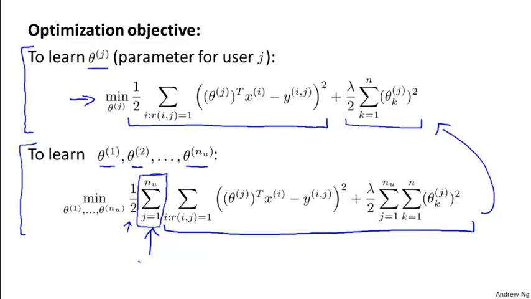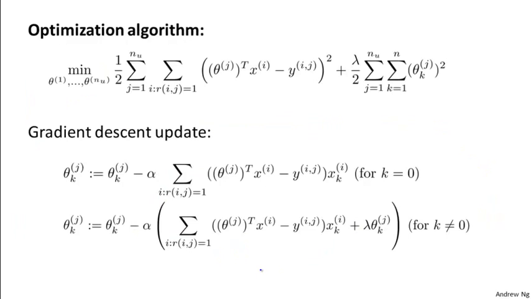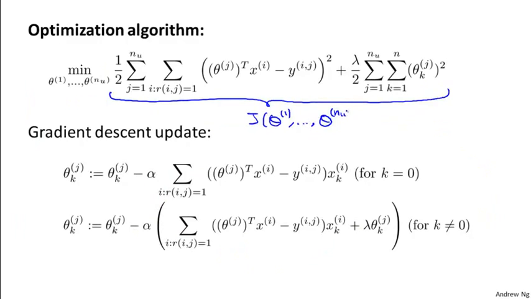When I minimize this as a function of theta 1, theta 2 up to theta nu, I will get a separate parameter vector for each user, and I can then use that to make predictions for all of my n subscript u users. So putting everything together, this was our optimization objective on top, and to give this thing a name, I'm just going to call this J of theta 1 through theta nu. So J, as usual, is my optimization objective, which I'm trying to minimize.